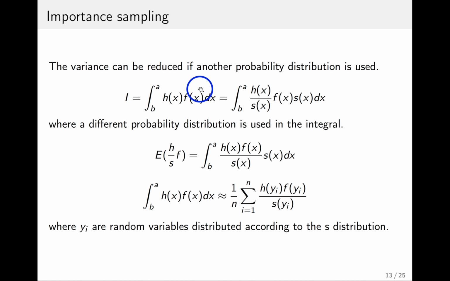So if you want to use random numbers from S(x), you just divide h by S and multiply by S(x). Then trivially the integral looks like h f divided by S(x). In the Monte Carlo simulation, you generate numbers from S(x), and the integral is h applied to the random numbers from S(x) times f applied to those numbers, divided by S applied to those numbers. And for S(x) to be a probability distribution, this thing should never be 0.